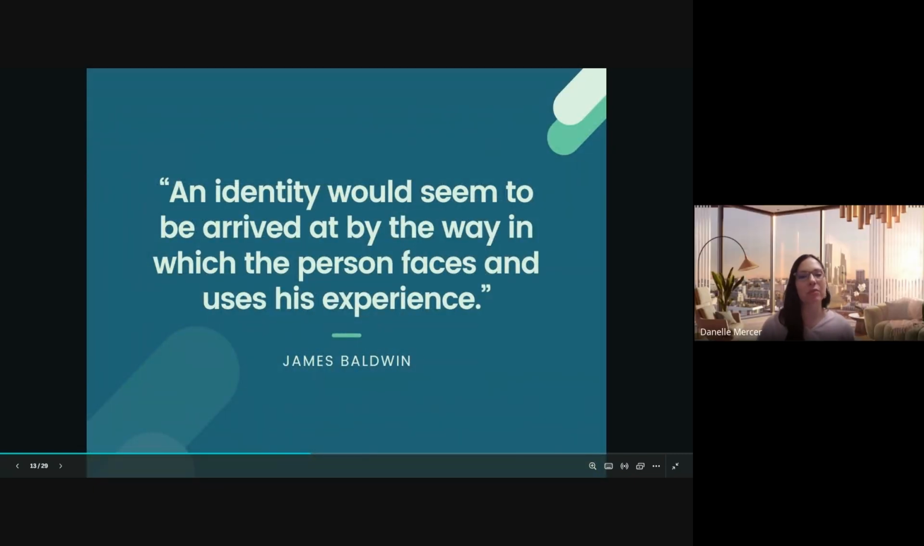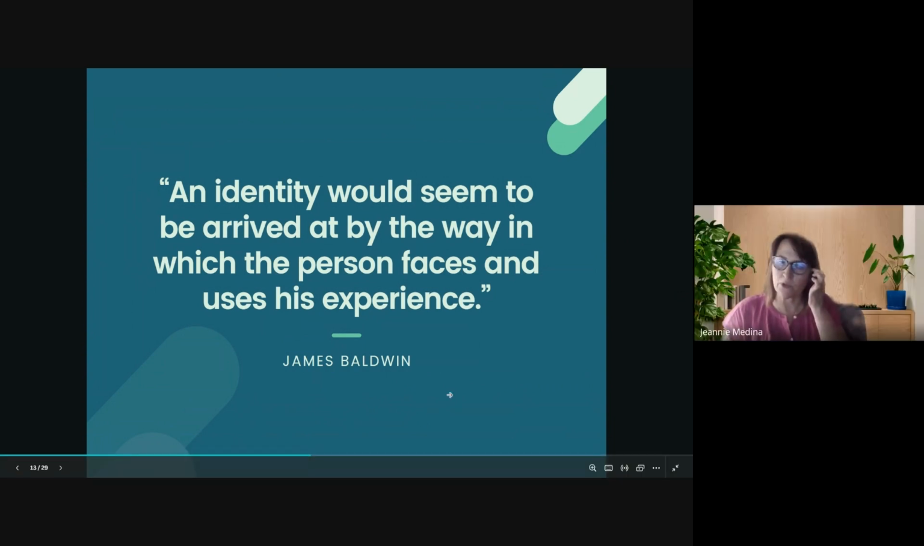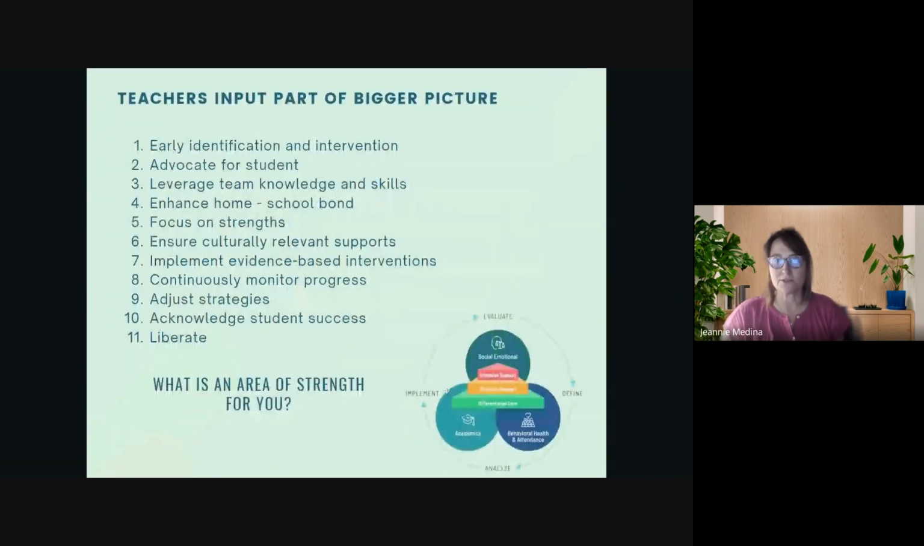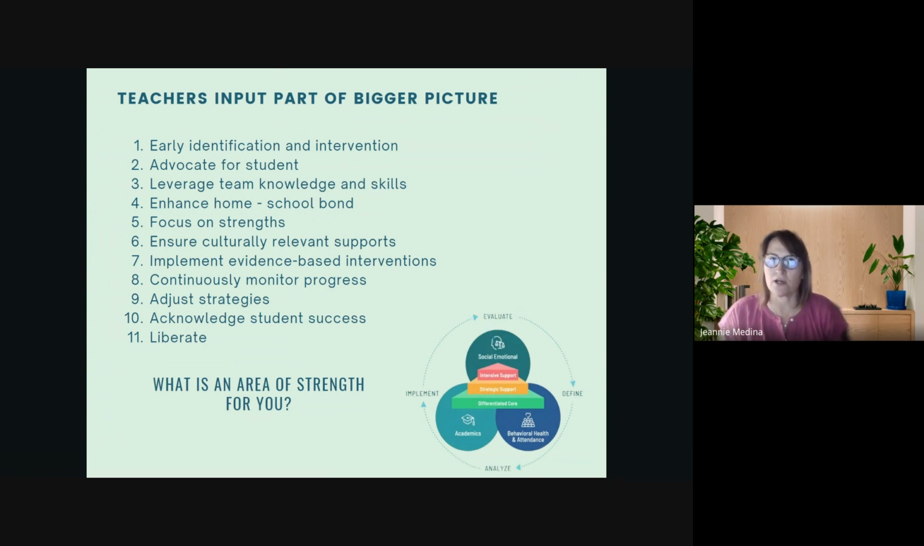Okay, so then starting off with another quote: An identity would seem to be arrived at by the way in which the person faces and uses his experience. James Baldwin. Experience shapes what we do as teachers, but it also shapes what our students do as young adults. And so the teacher's input is part of this bigger picture, that same MTSS model. It really focuses on what previous experience they have, whether that's in college, or whether they have taught at another school, or whether they have been a member of our district for a period of time. But it really focuses on that early intervention.